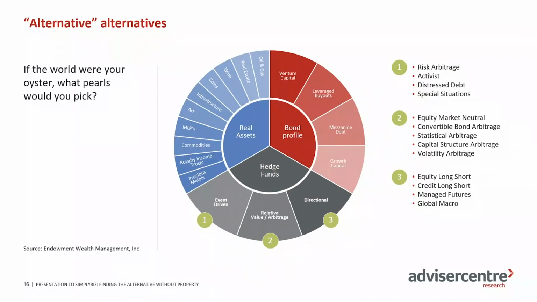So alternatives. Now, this is a massive cascade of potential things that, if you had everything in the world to choose from, what would the pearls look like? And this is the key for us. Three assets in the middle: the hedge fund world, the bond world, and the real asset world.